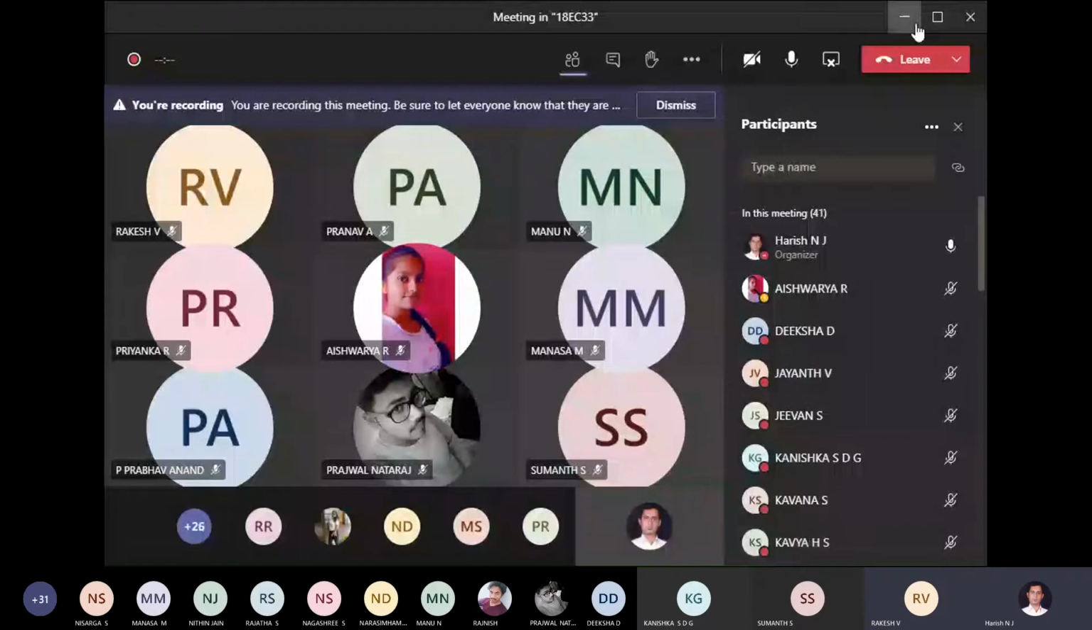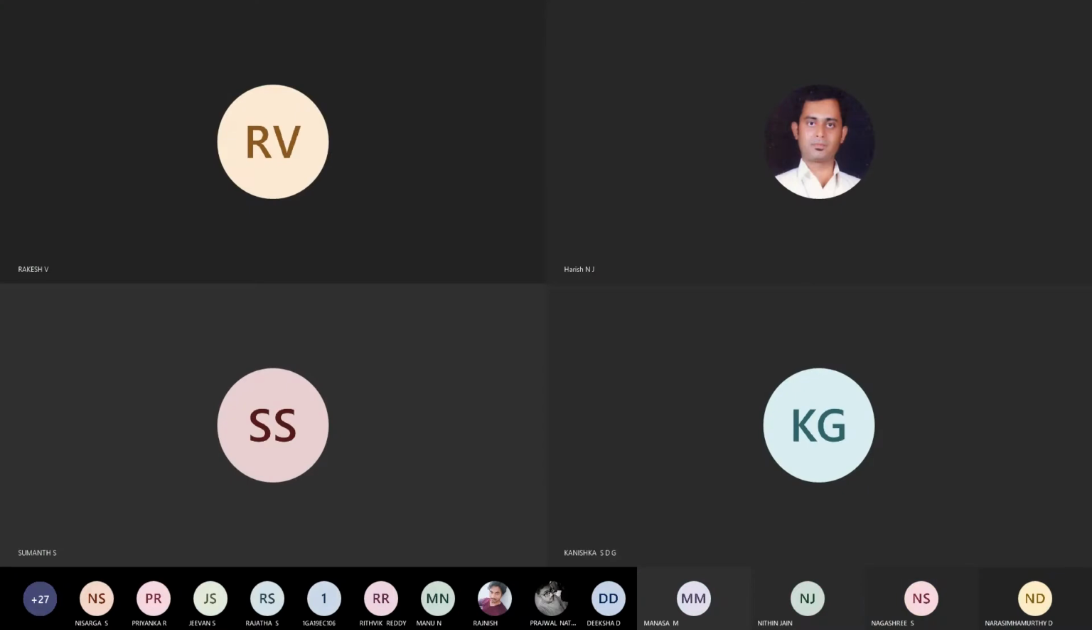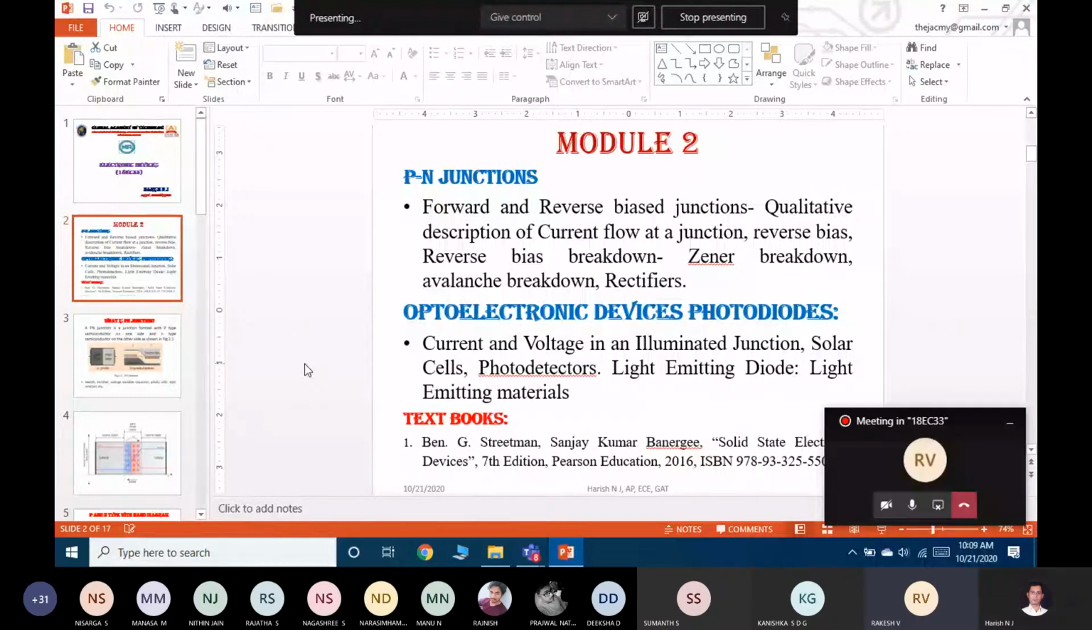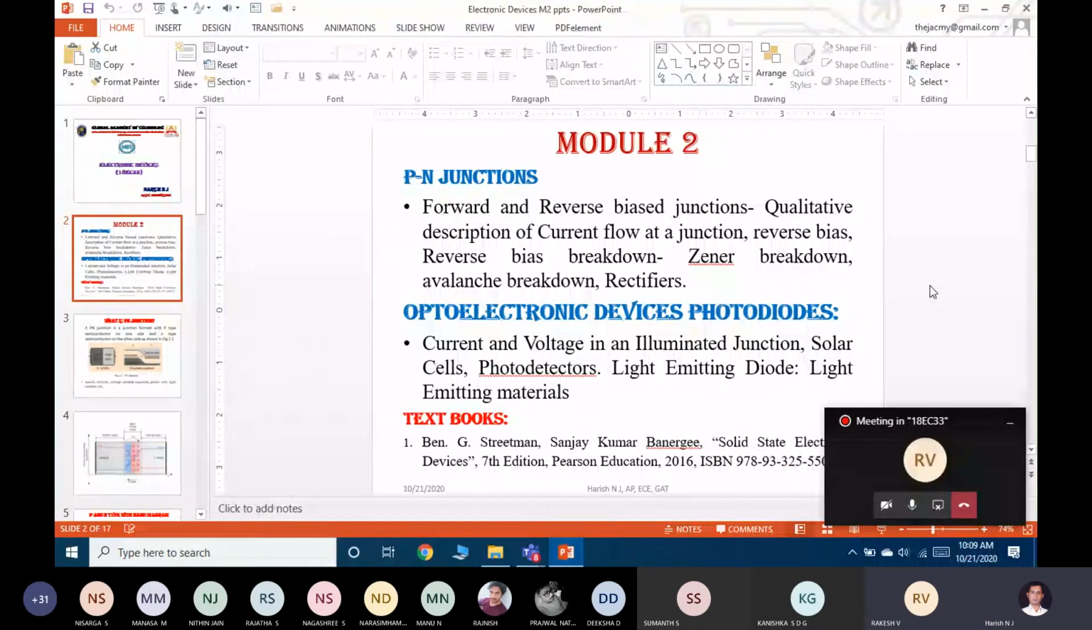Somebody is unmuting your mic. The PPT is not on, sir. Is the PPT not visible? No, sir, no PPT. Now? Yes sir, it's visible. It's visible to everyone?